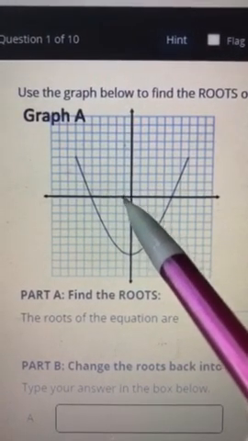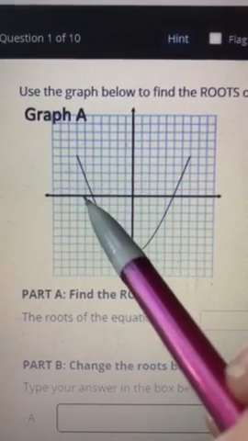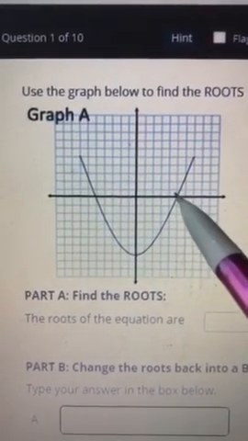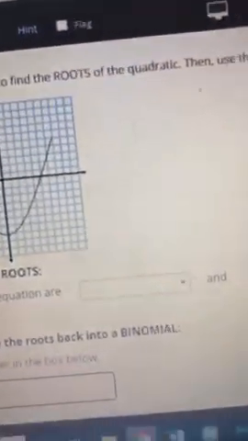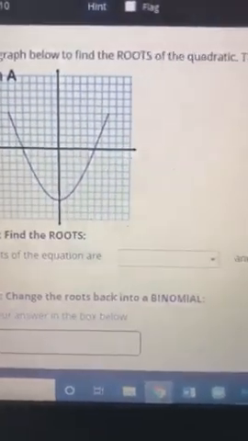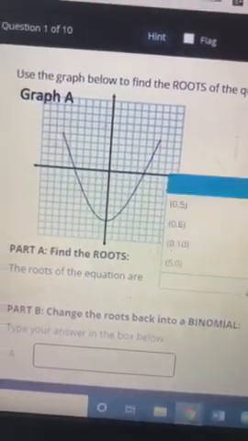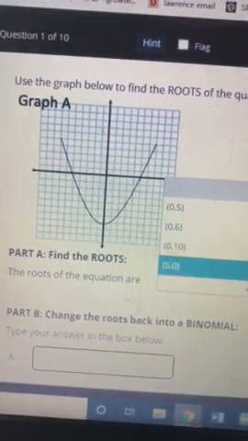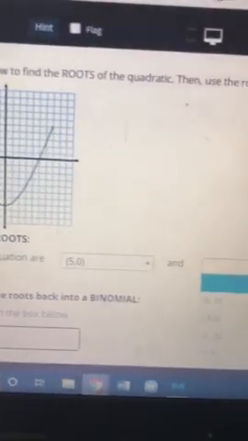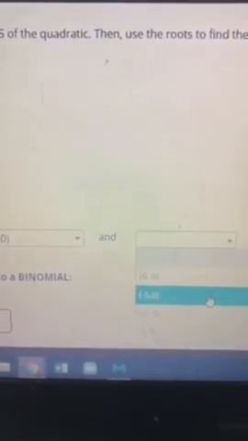It crosses at -5 and +5, okay? So to figure out what my roots are, I'm going to write the points (5, 0) and (-5, 0). Okay, those are my two roots. I'm also going to write it down on my paper so we can have it all together when we do the rest of the problem.